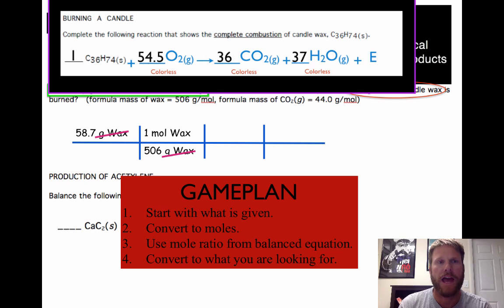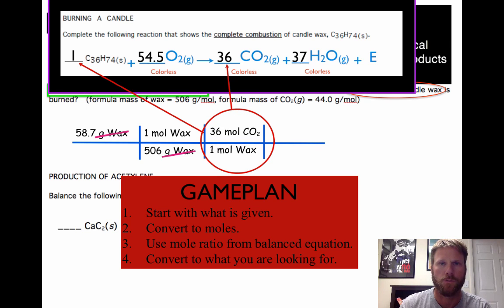Okay, in this case we have 1 mole of wax. And how does the mole of wax relate to the moles of CO2? Look at the mole ratio. 1 mole of wax will give you 36 moles of CO2. This will allow us to cancel the moles of wax, and now we can convert to what we are looking for. The question asks for how many grams of carbon dioxide would be released to the atmosphere. So we're just a step away.